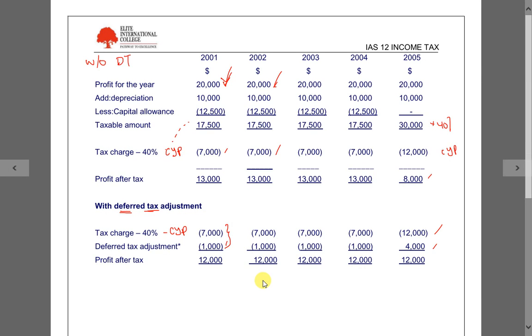This one, that's 20 minus 7. Profit before tax minus tax gives profit after tax. This one is purely current year only. But when deferred tax comes in, it will now become equal. It's not affected by the temporary difference. So you can see here 7,000 is between us and the government. 1,000 is purely our accounting adjustment. Okay. And it's one asset, many years.